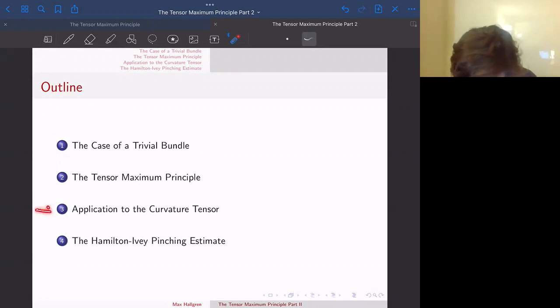And then we'll see some applications to preserved curvature conditions, mostly in dimension 3. And then we will finish with the Hamilton-Ivey pinching estimate, which talks about how curvature tends to pinch towards positive in 3 spatial dimensions.